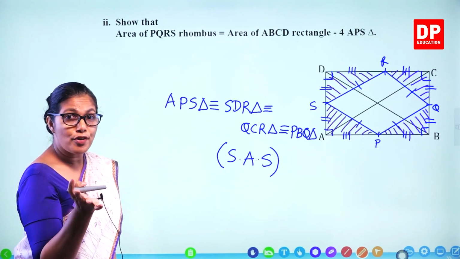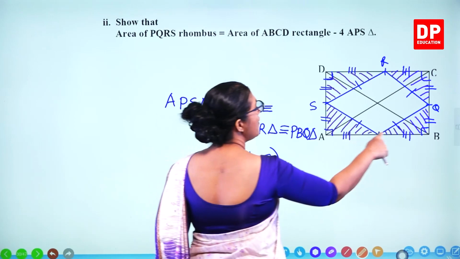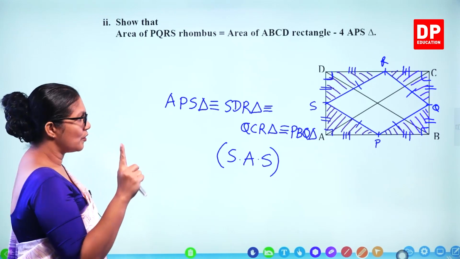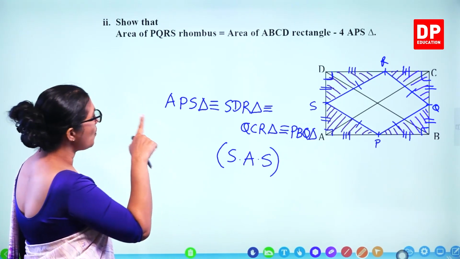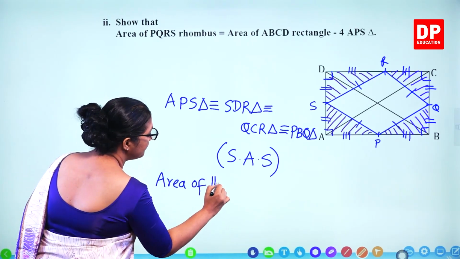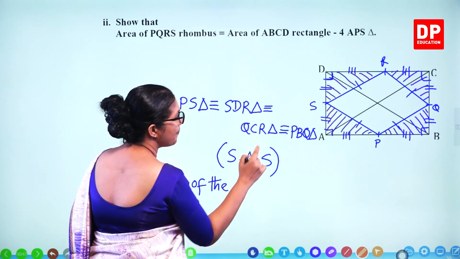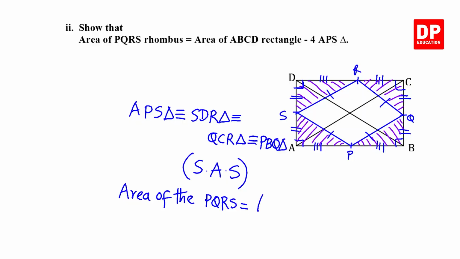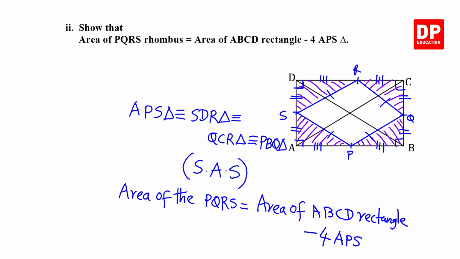Because these are congruent, the area of this whole part is 4 times one triangle. 1, 2, 3, 4. So that's why the area of the rhombus PQRS is equal to the area of the ABCD rectangle minus 4 times the APS triangle.